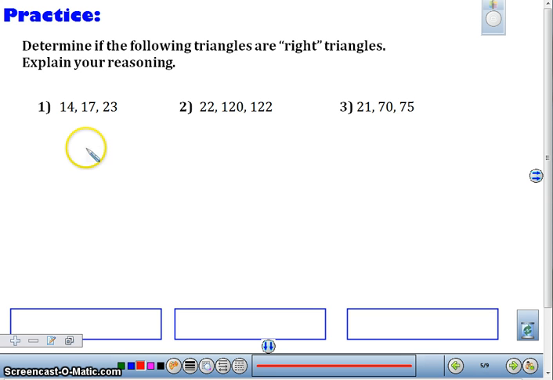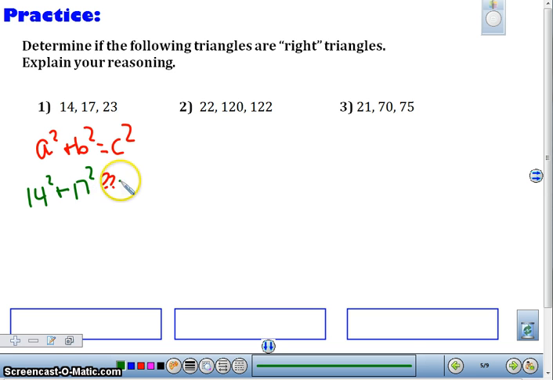So right now, I would like you to pause the video and set it up in the same way in your notes. You're always going to start with a squared plus b squared equals c squared. Do that for the next two. As you're doing that, you are then going to put in your numbers. Remember, when you put your numbers in, it is a question. That's what we're trying to figure out. Is 14 squared plus 17 squared equal to 23 squared? And again, you're going to simply put these in your calculator.